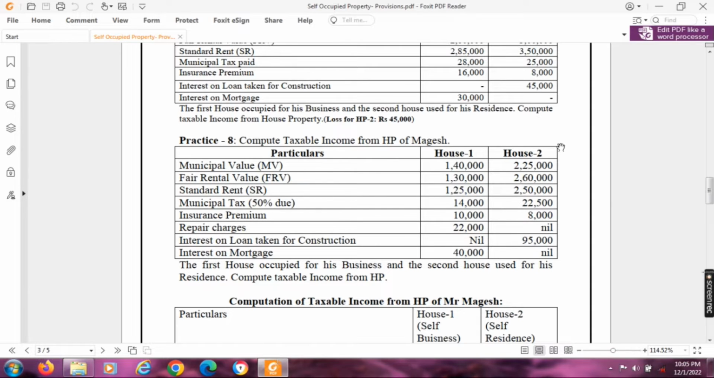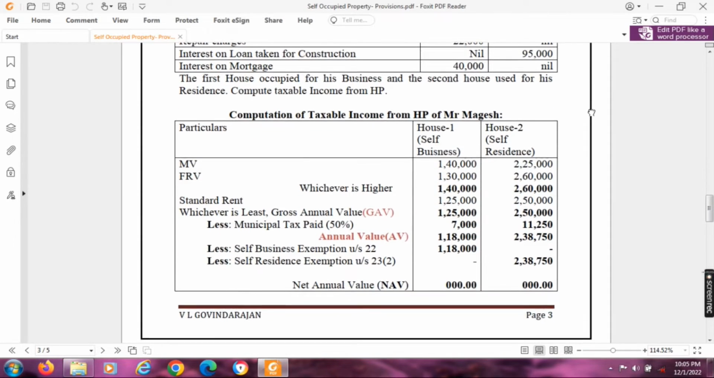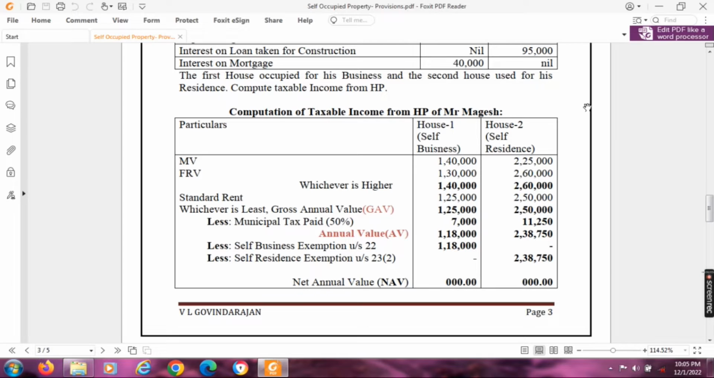So in this problem, insurance premium, repair charges, and interest on mortgage are the unwanted information. The first house is occupied for its business and the second house is used for its residence. Compute taxable income from house property. Let me see the answer. Computation of taxable income from house property of Mr. Magesh. House 1, self-business. House 2, self-residence.